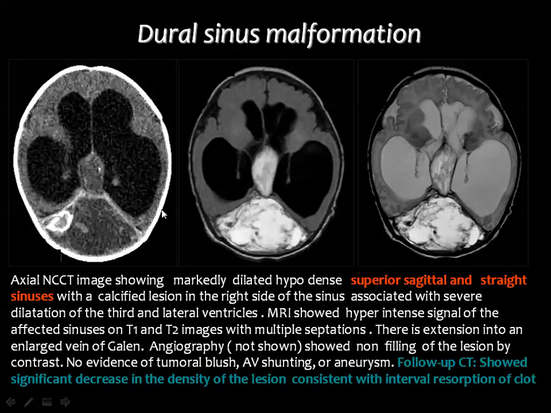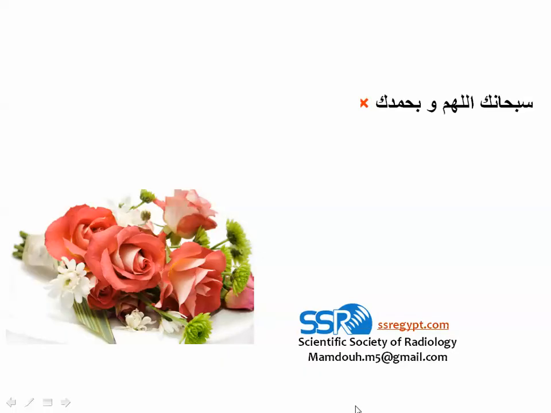And this is a CT and MRI examination of a patient with dural sinus malformation involving the straight sinus and the confluence of the sinuses. In this particular patient, the sinuses are thrombosed as well, as evidenced by the high signal intensity in the T1 and high signal intensity in the T2 weighted images, denoting the presence of subacute thrombus. Thank you very much.